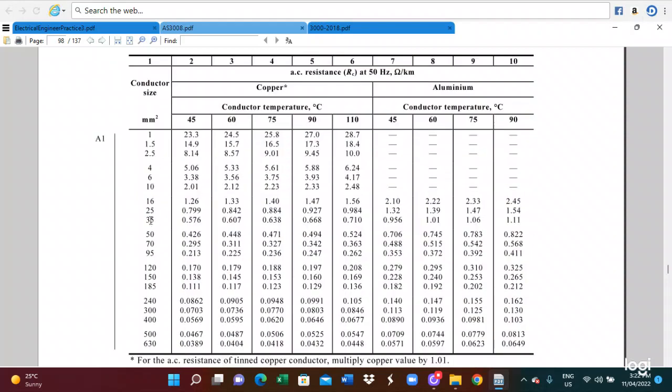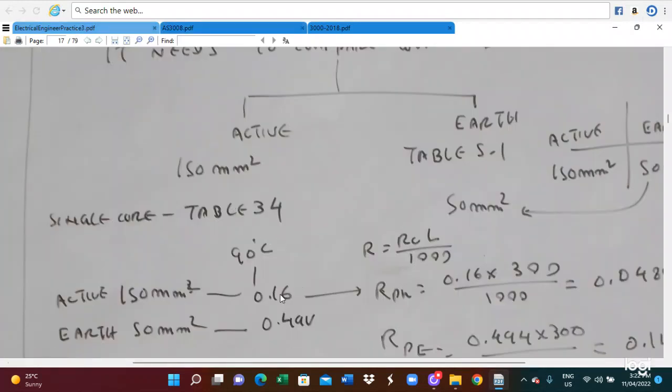So 150 millimeter square and 90 degrees centigrade. So we got 0.16. So the RBA, 0.16 multiplied by 300 and divided by 1000, you get 0.048.